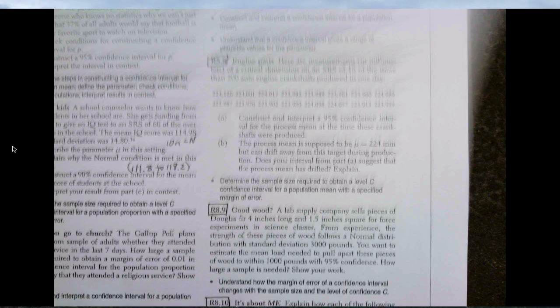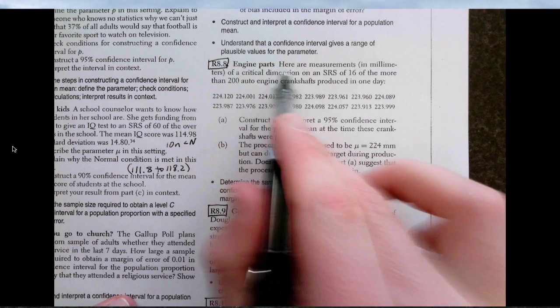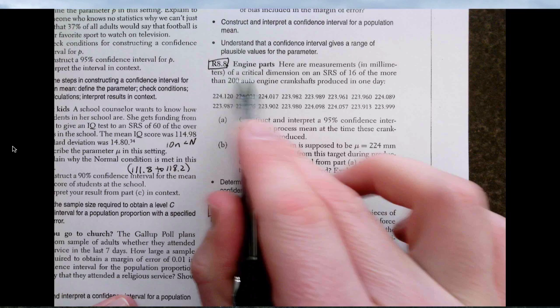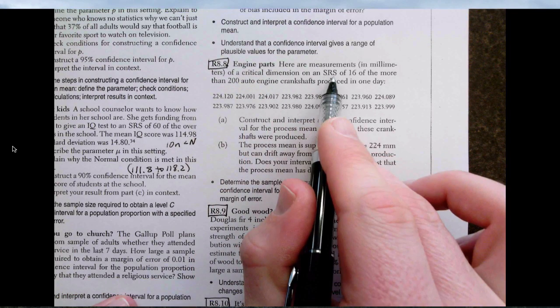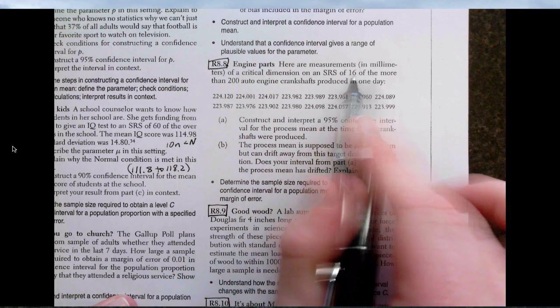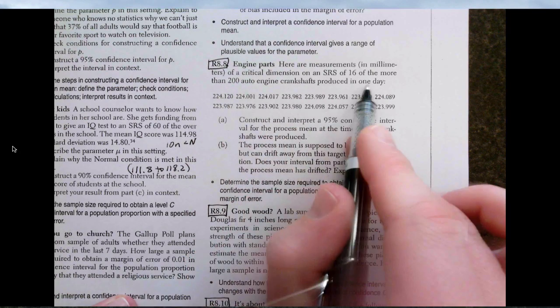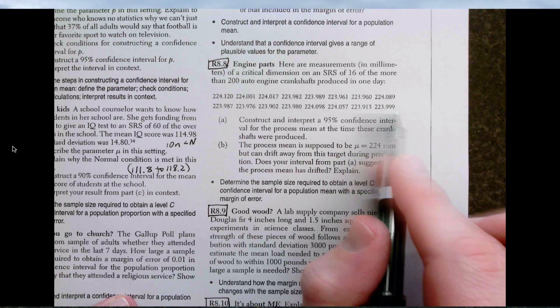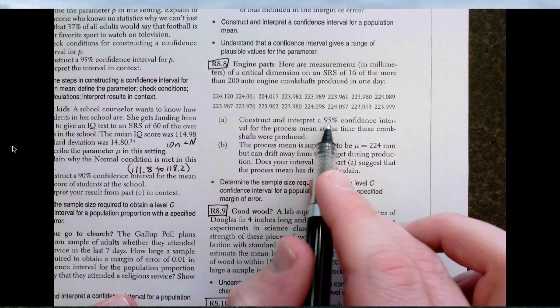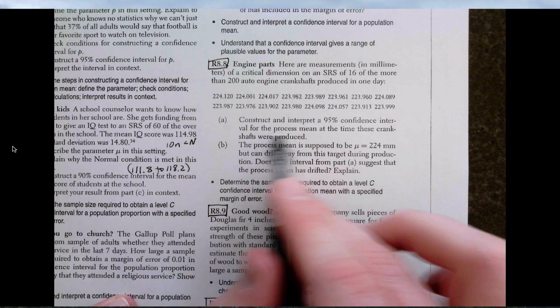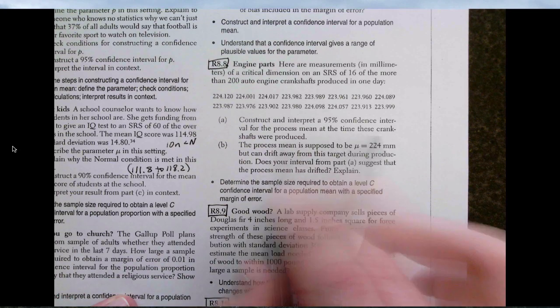All right, let's go to 8. Engine parts. Here are the measurements of a critical dimension of an SRS of 16 of the more than 200 engine crankshafts produced in one day. So we've got all these values right here. Okay, construct and interpret a 95% confidence interval for the process mean at the time these crankshafts were produced.